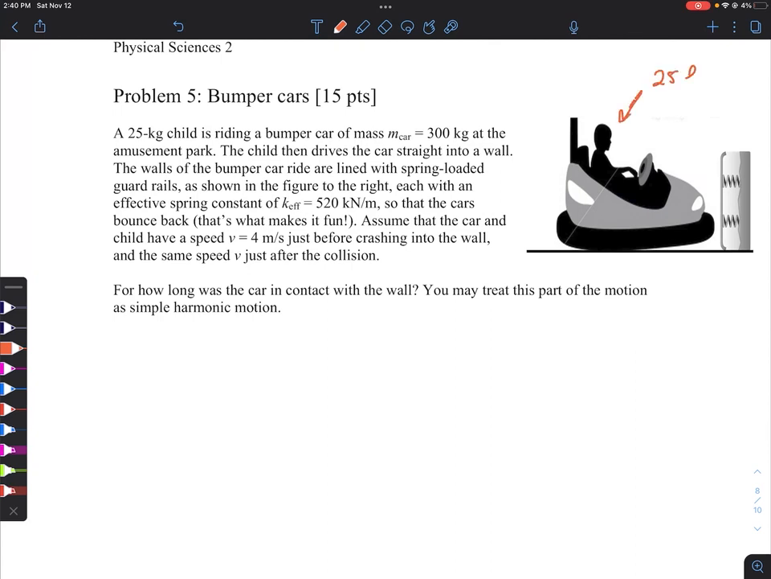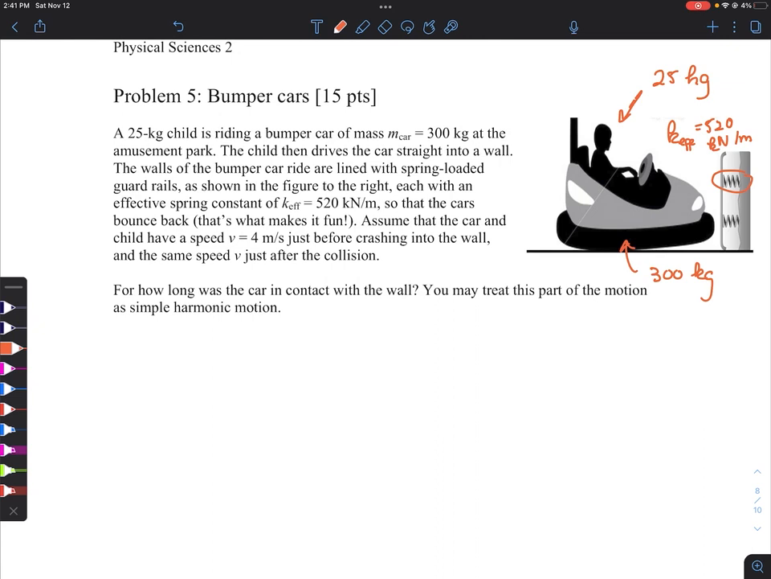A 25 kilogram child is riding in a bumper car of mass 300 kilograms at the amusement park. The child drives straight into a wall. The walls of the bumper car ride are lined with spring-loaded guardrails, so each one has an effective spring constant of K effective equals 520 kilonewtons per meter, which means that the cars will bounce back.